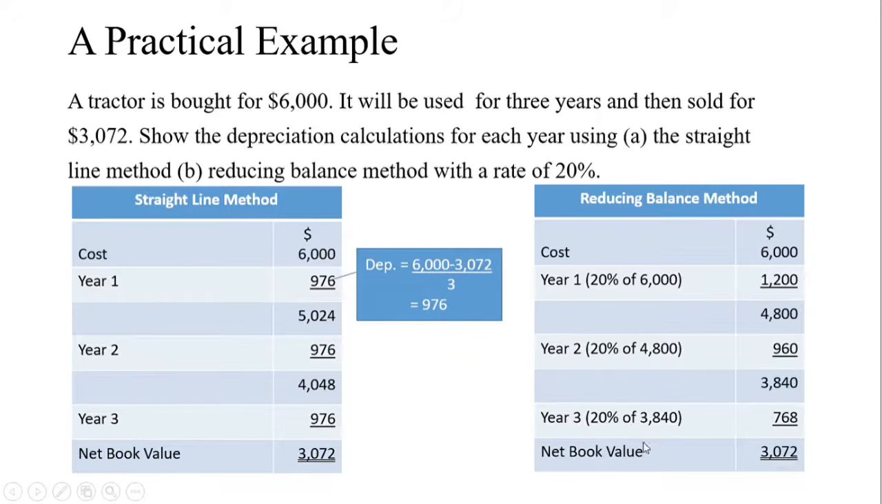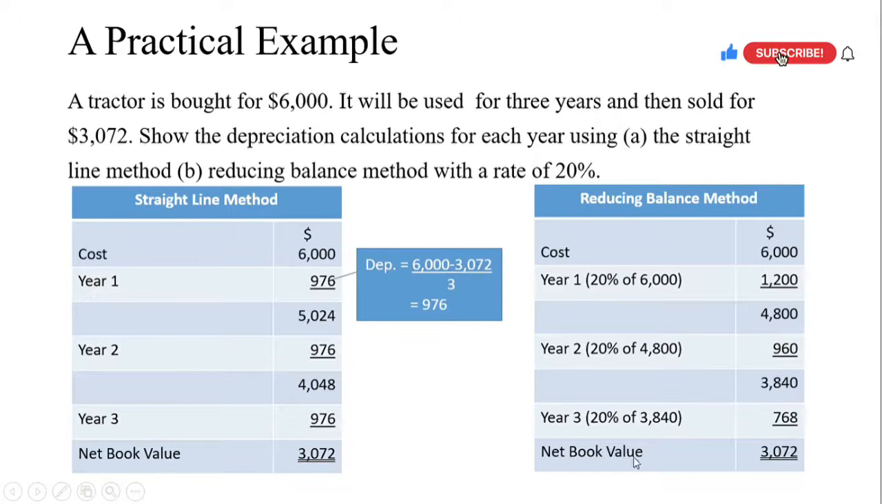So for example, what if when we use the reducing balance method, we had gotten 4,000 here as the net book value? It would have meant that using this method to calculate depreciation would cause your asset to value more at the end of the period than if you had used the straight line method. You know, that is basically what I'm saying, right?